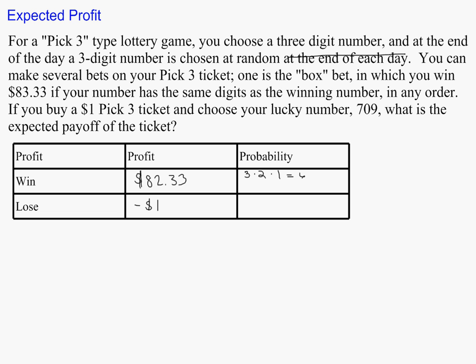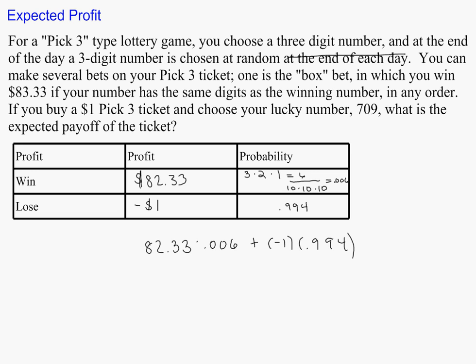Out of how many different options are possible? Well, how many different 3-digit numbers are there, right? Well, there are 10 options for the first digit and 10 options for the second digit and 10 options for the third digit, right? So this is 0.006, right? So that means the rest of the time I'm going to lose. So that is 0.994. So to calculate the expected value here, again, I use the probabilities as the weights and the profit amounts as the things that I'm weighting. So it's going to be 82.33 times 0.006 plus negative 1 times 0.994.